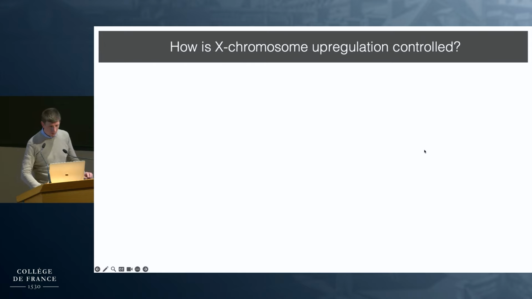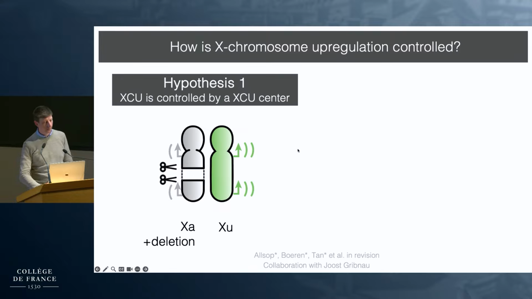So how is X chromosome upregulation controlled? To tackle this question, we made two hypotheses. In the first hypothesis, we posited that there might be an X chromosome upregulation center, meaning that if we delete one region on one of the two X chromosomes in mouse ESCs with two active X chromosomes, this may lead to chromosome-wide upregulation on the other allele.